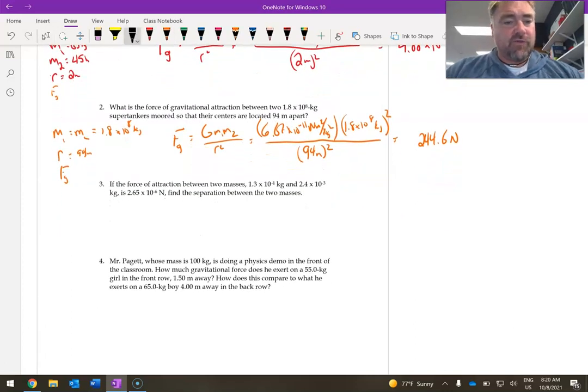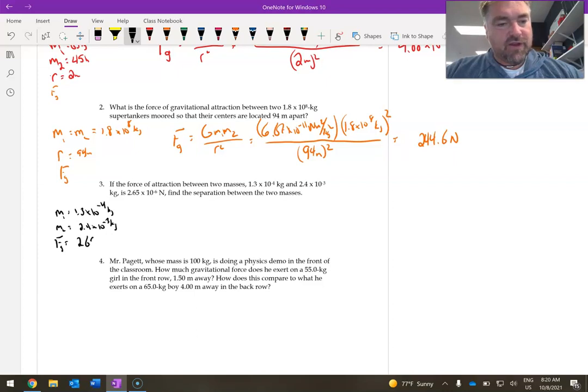So the next one, we have the force of attraction between two masses. M1 is 1.3 times 10 to the negative 4th kilograms. And mass 2 is 2.4 times 10 to the negative 3rd kilograms, and they give us the force of attraction, or gravity, so 2.65 times 10 to the negative 6 newtons. You're looking for the separation, so you're looking for R. So in this case, same equation. F sub G is equal to big G, M1, M2, all over R squared.